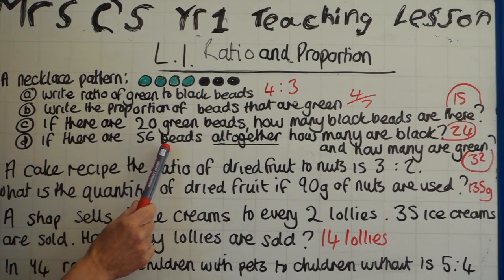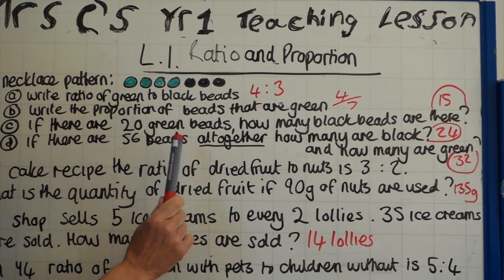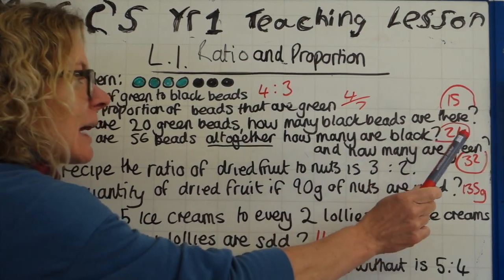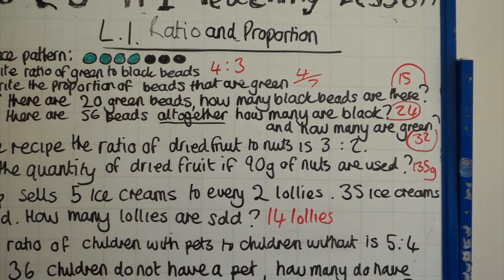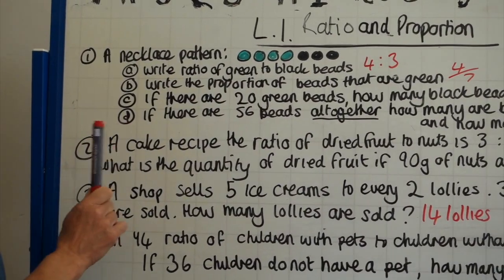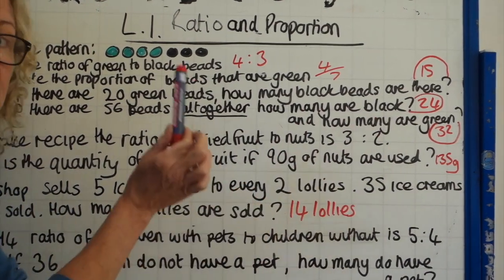If there are 56 beads altogether, this is back now to proportion. Out of the whole, how many are black? 24. How many are green? 32. Looking at the next recipe, it is ratio. What have you done to one side? And whatever you do to one side, you have to do to the other.